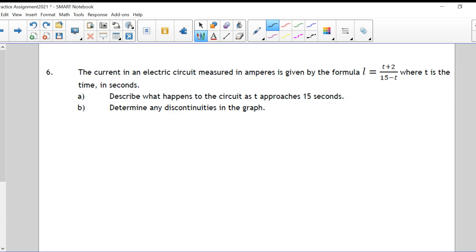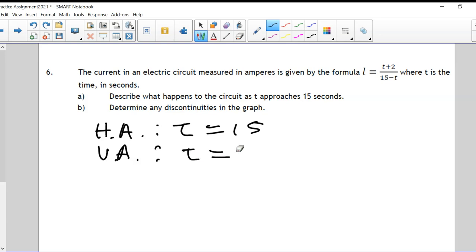So let's analyze. HA, VA. Give me an HA, give me a VA. All right. So X equals 15. Again, it's actually T equals 15, but we'll go along with that. Actually that's not the HA. That would be the VA. T equals 15.